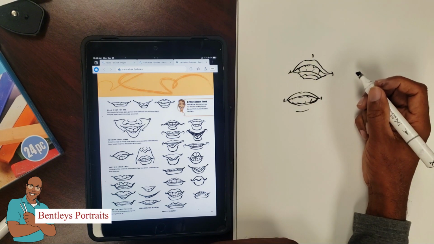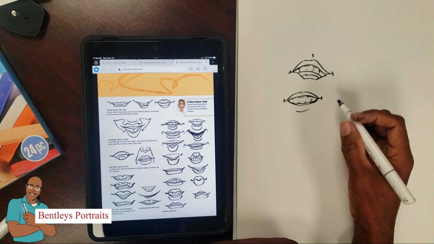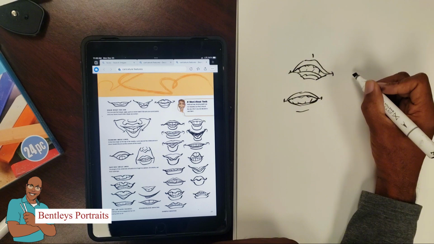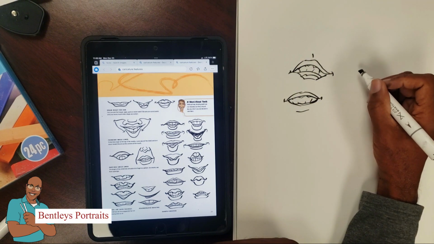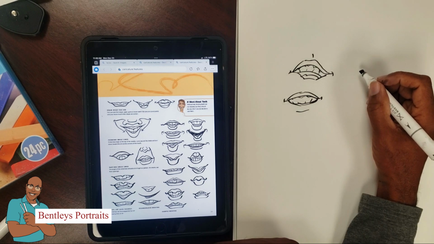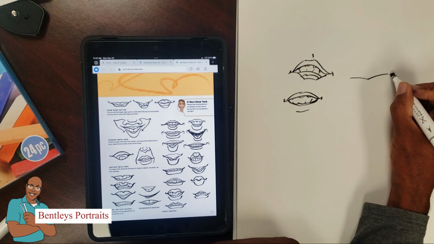And every person's mouth is different. Some people have a thin top lip, some people have a thicker top lip. And so those are things that you want to notice and put in your repertoire as far as what you notice on people.